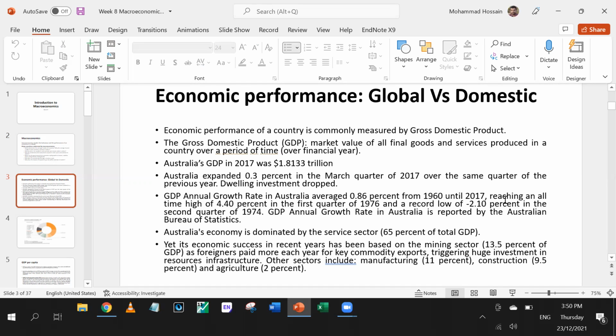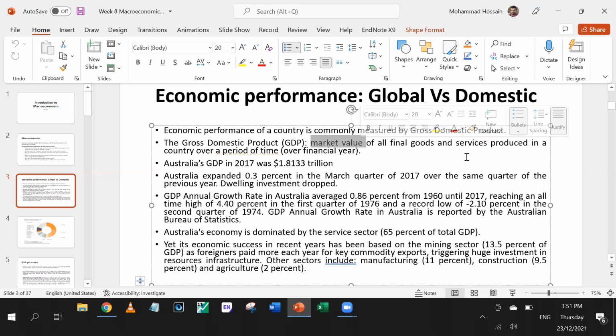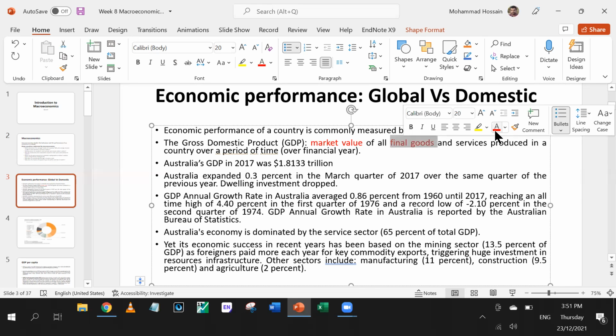Some of you might know it, but I will go through every point of this. So gross domestic product is the market value of all final goods and services produced in a country over a period of time. So GDP, it is the market value. Remember this thing, very interesting, market value. Market value means what is the price of that item in the market. It means monetary value of all final goods. So final goods means the item is ready for use.